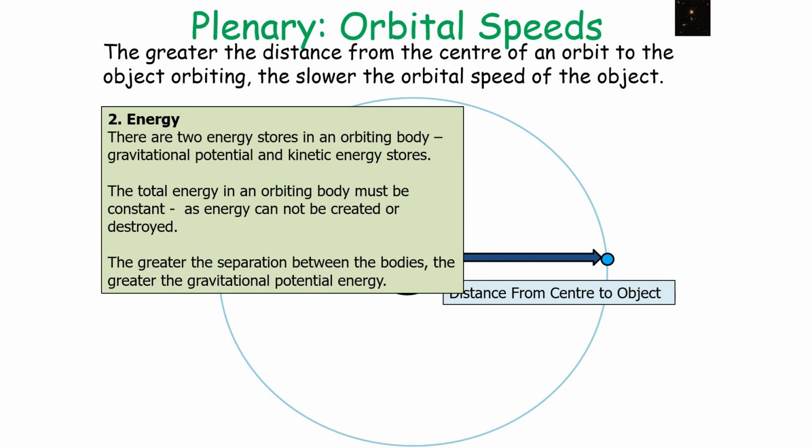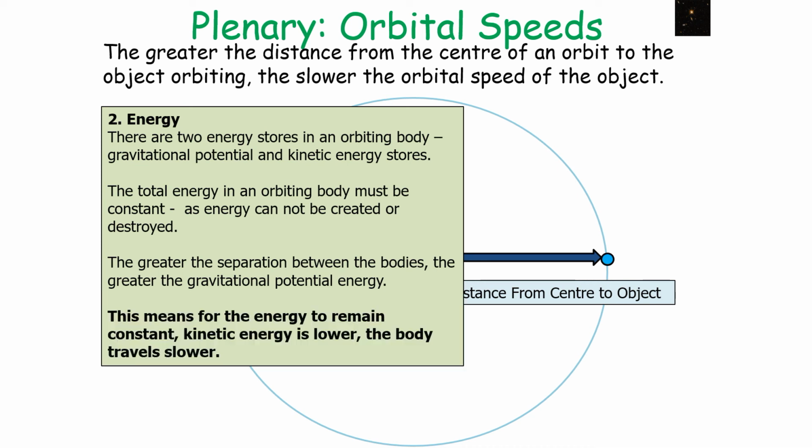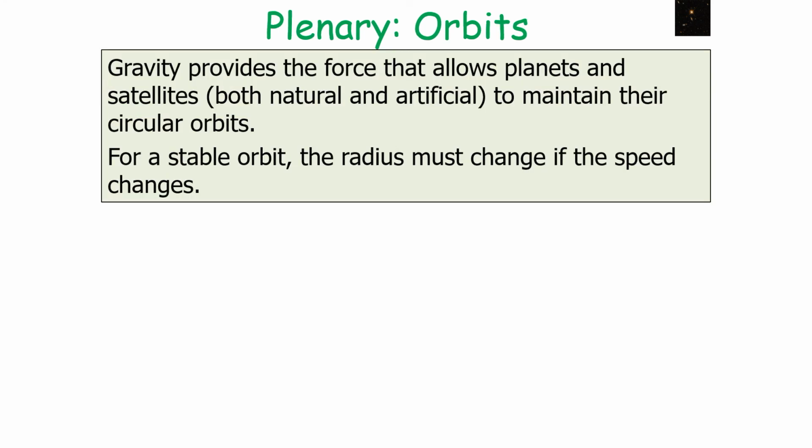Or we can also consider it in terms of energy. There are two energy stores in an orbiting body, gravitational potential and kinetic energy stores. Now the total energy in an orbiting body must be constant. Energy can't be created, energy cannot be destroyed. Now the greater the separation between the bodies, the greater the gravitational potential energy. So it means that for the energy to remain constant, the kinetic energy is lower, so therefore the body travels slower.